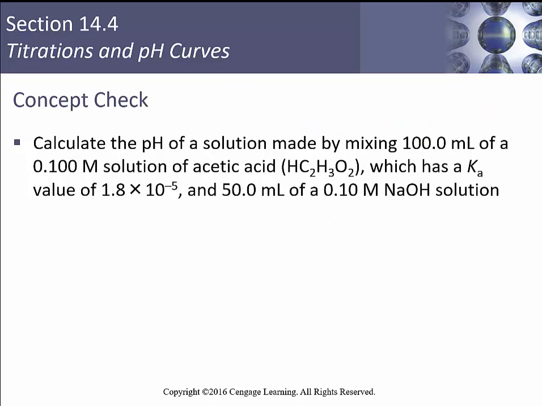Let's calculate the pH of a solution made by mixing 100 milliliters of a 0.1 molar solution of acetic acid with its Ka of 1.8 times 10 to the minus 5 and 50 milliliters of 0.1 molar sodium hydroxide solution. Okay, pause, work some stuff out, should take you about 5 minutes. We should get a pH of 4.74.